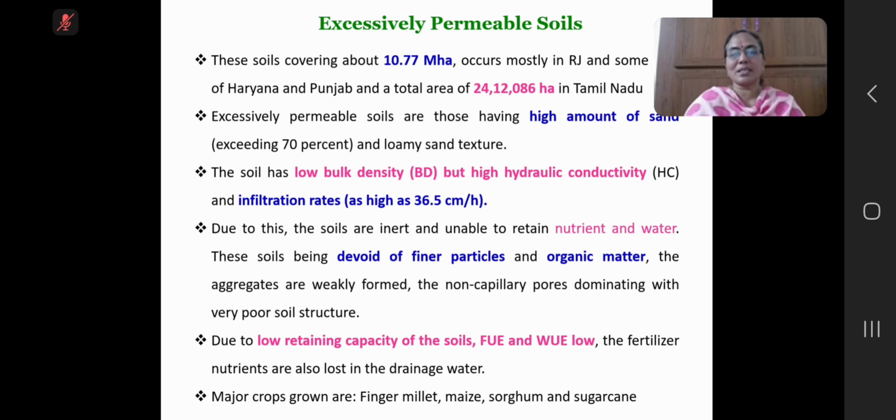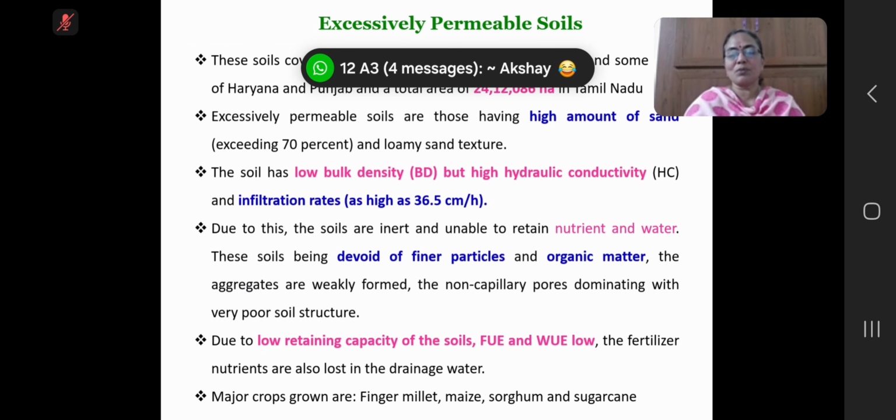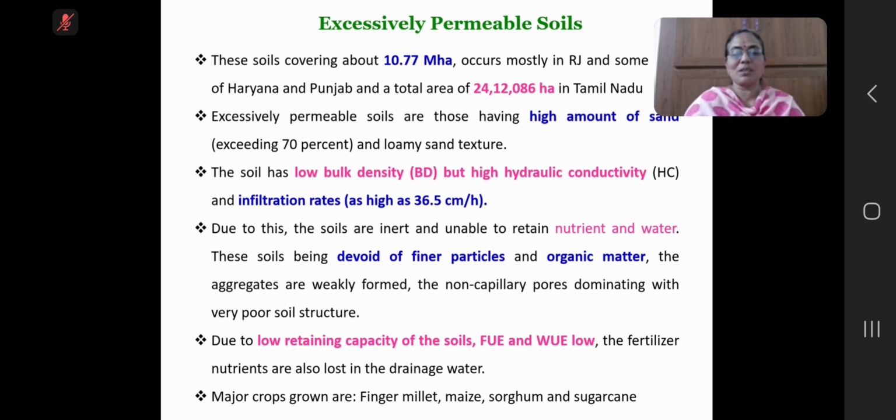Next, we will discuss about excessively permeable soil. So here the excessive permeability is due to high amount of sand present in this soil. So because of the high sand content, the bulk density will be low, hydraulic conductivity and infiltration rate will be very high. And because of this, the soil will be having low retaining capacity of both water as well as nutrients. So fertilizer use efficiency and water use efficiency will be very low. These soils are devoid of finer particles and organic matter.